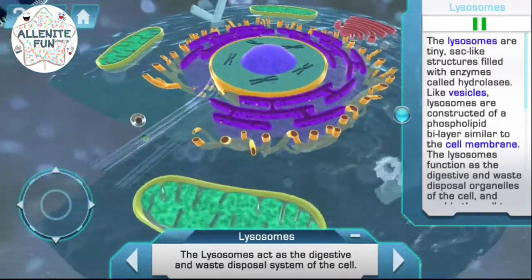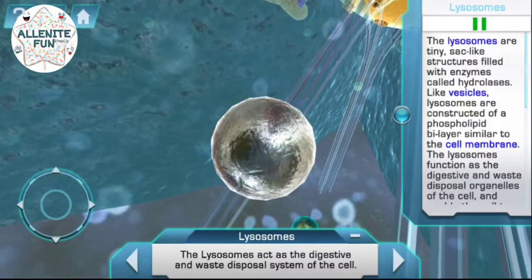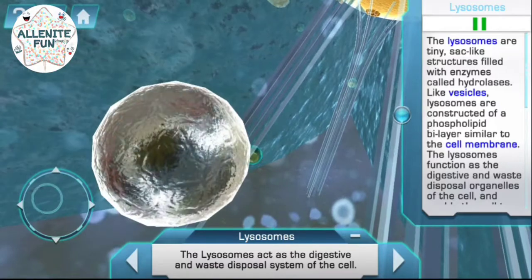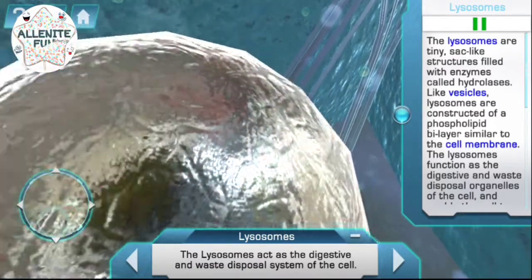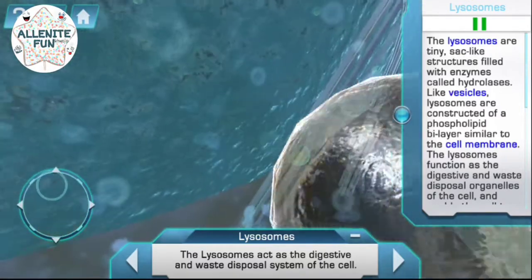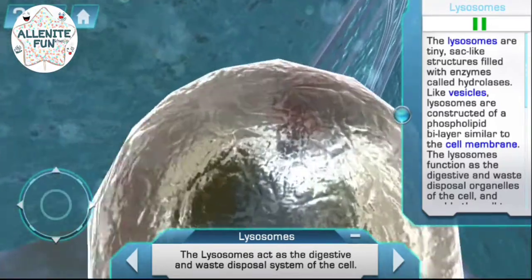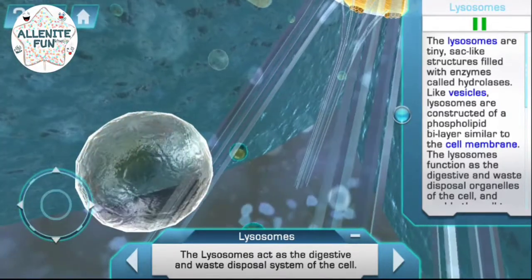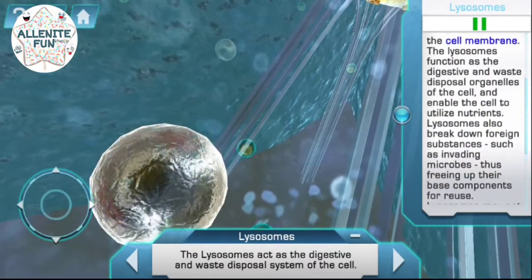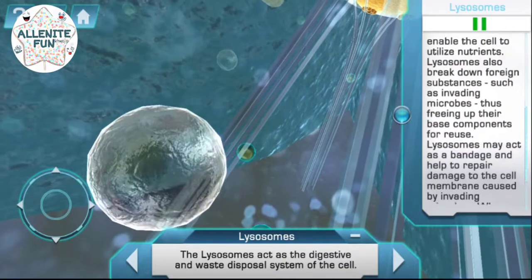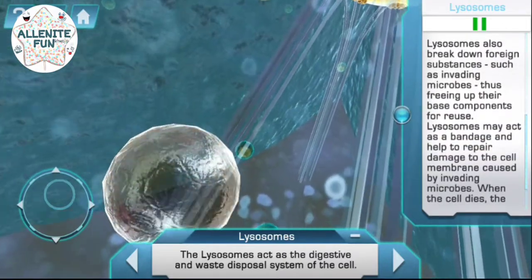The lysosomes are tiny sac-like structures filled with enzymes called hydrolases. Like vesicles, lysosomes are constructed of a phospholipid bilayer similar to the cell membrane. The lysosomes function as the digestive and waste disposal organelles of the cell and enable the cell to utilize nutrients. Lysosomes also break down foreign substances, such as invading microbes, thus freeing up their base components for reuse. Lysosomes may act as a bandage and help to repair damage to the cell membrane caused by invading microbes.